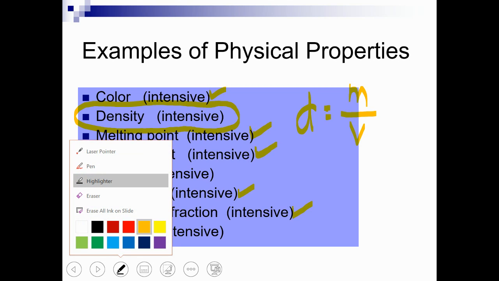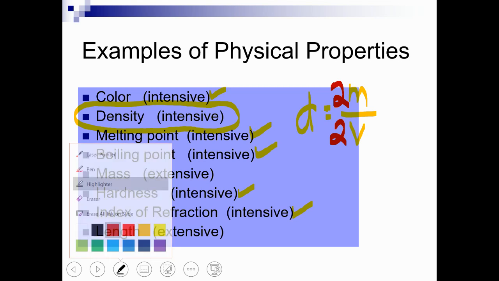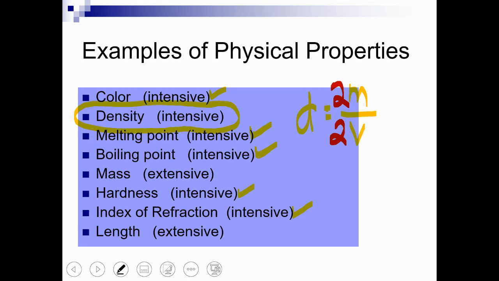But think about this. Let's say, for example, that I have 100 milliliters of water, and I weigh it, and I get the density, the mass to volume ratio. And then I pour another 100 milliliters in my beaker. So I have twice the volume. It's going to have twice the mass. You see what's happening here? Because density is a ratio of 2 extensive properties, density itself ends up being intensive. And so it's very good for identification.